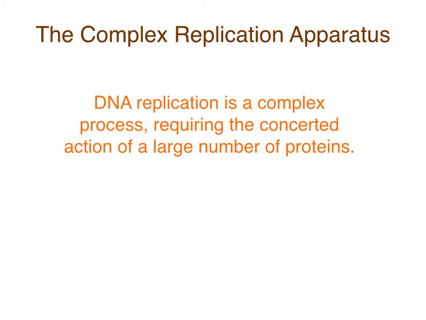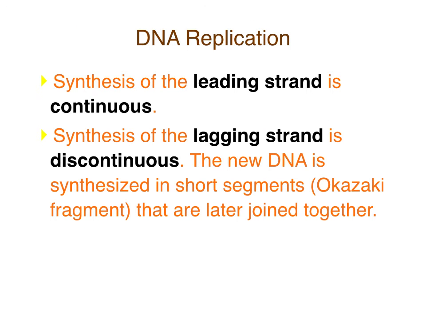Okay, you ready? Let's talk about the actual process of DNA replication. It's complex and it requires the concerted action of a whole bunch of different proteins. When all of those proteins come together, we call it the complex replication apparatus. So when DNA replication begins, you have replication occurring on both strands. One strand is called the leading strand and one strand is called the lagging strand. On the leading strand, the DNA synthesis is continuous. On the lagging strand, it's discontinuous.